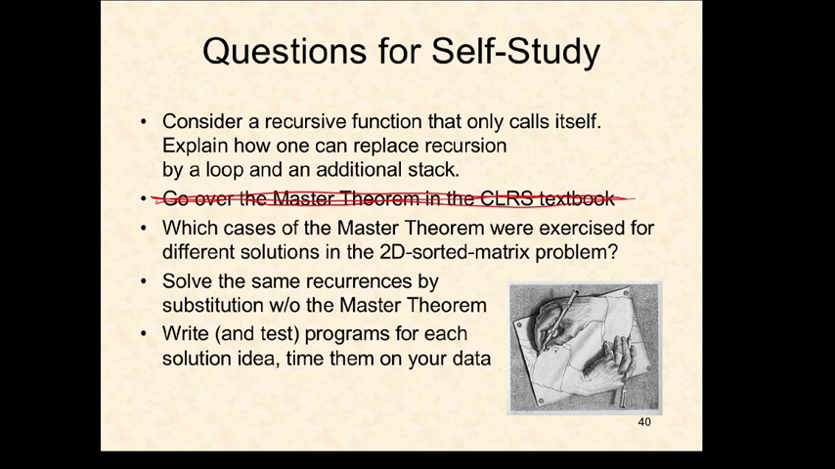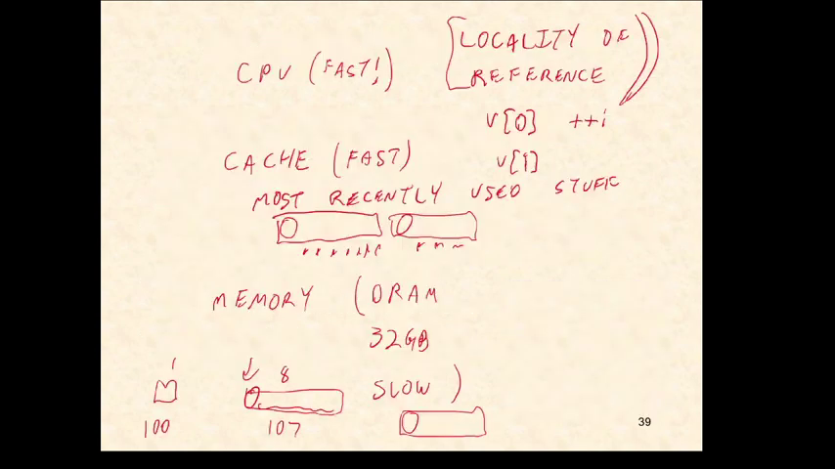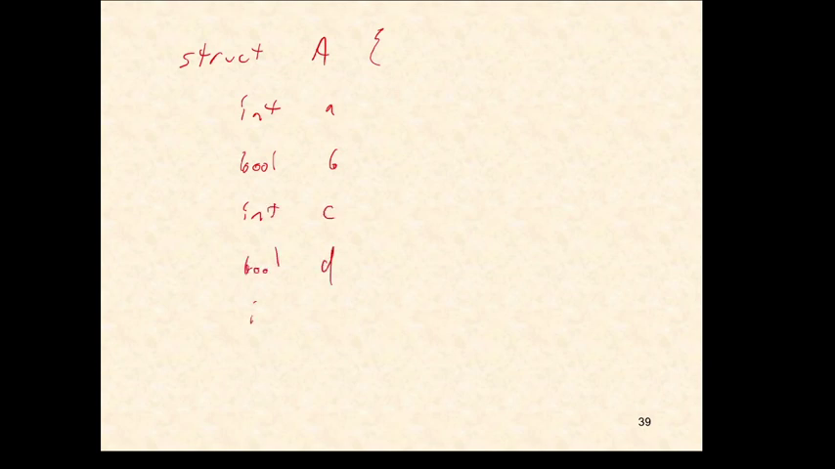So the reason we put big ones before smaller ones is that everything in memory must reside at an address that is a multiple of its size. So let's answer that question with a diagram here. If I've got a struct A, and in here I've got an int A, bool B, int C, bool D, int E, and bool F. What happens is every integer must start at a memory address which is a multiple of 4.